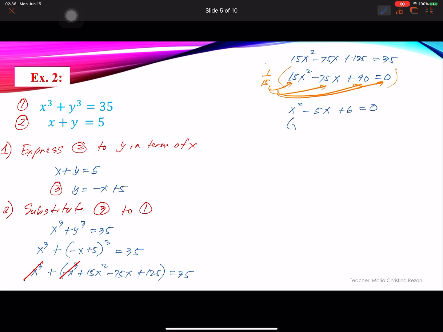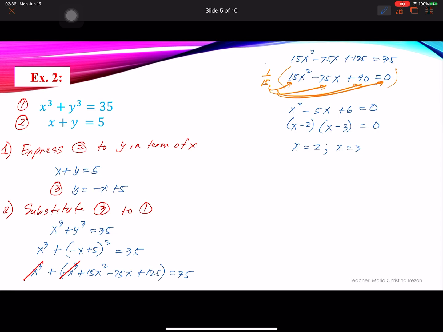You will have x and then x is equal to 0. The factors of 6 are 2 and 3, and when you add them, it gives you 5, and it's negative, so this one should be all negative, 2, 3. Therefore, your x is equal to 2, and x can also be equal to 3.